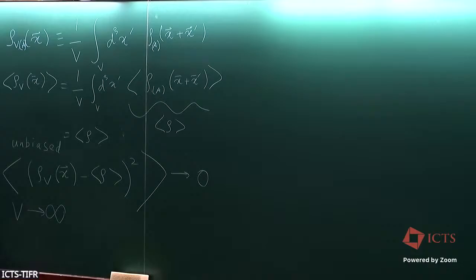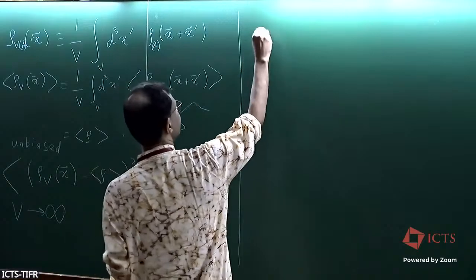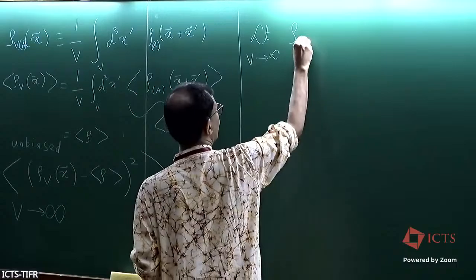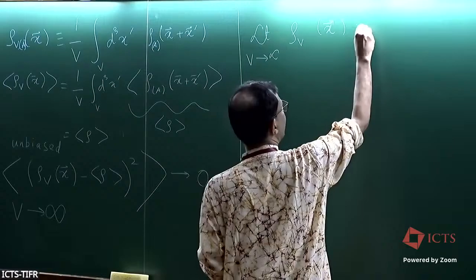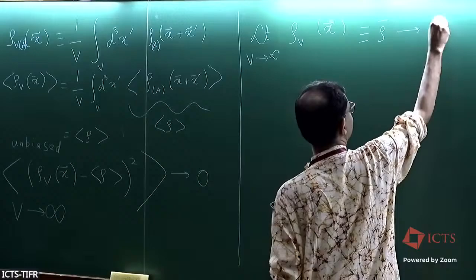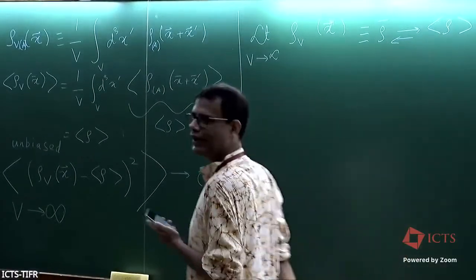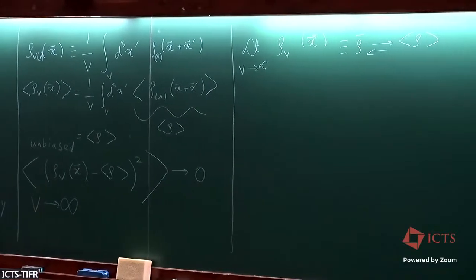So then the notation, again to be consistent with what we did in the last class, is that limit V tending to infinity, rho_V of x, we will write it as rho bar, and that is the same as rho. So these two are kind of equivalent, and rho bar is something I was using yesterday as the average density. So it's V tending to infinity of this quantity.